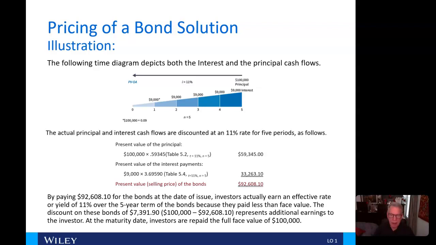Okay? And that discount compensates them for 11% instead of what's written on the bond, which is 9%.